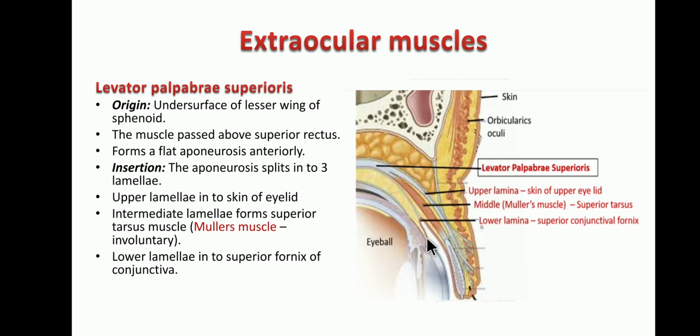The lower lamella inserts into the superior fornix of the conjunctiva. Conjunctiva has a palpebral conjunctiva which lines your eyelid and reflects on top of the eyeball as the bulbar conjunctiva. The place where the palpebral and bulbar conjunctiva are continuous is called the fornix or fold, superior fornix and inferior fornix. So the deep lamella is attached to the superior fornix of the conjunctiva.